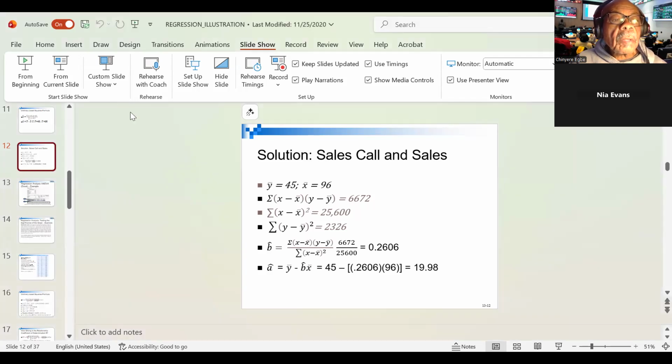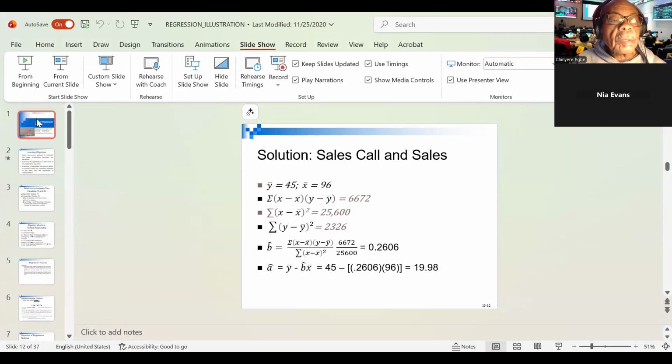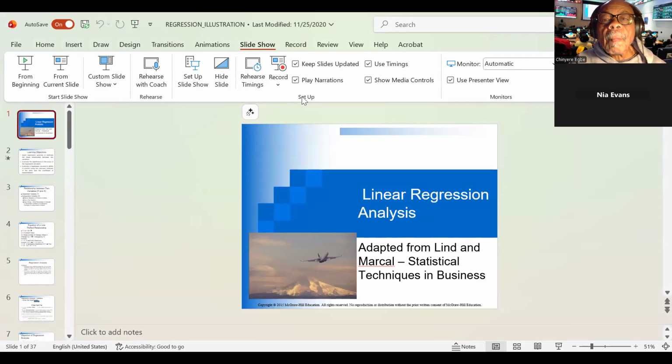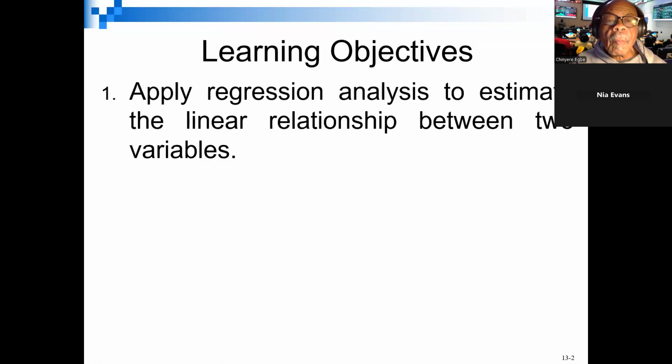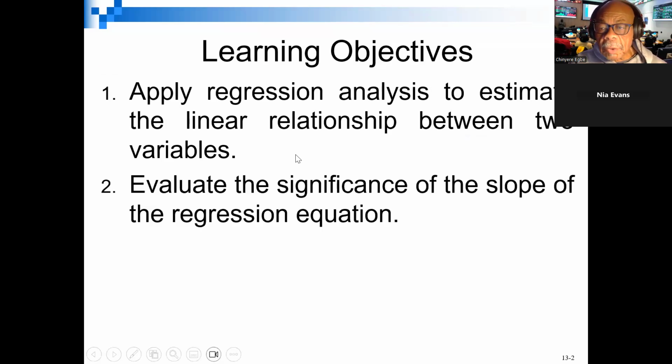What is regression analysis in statistics? What is regression analysis? So for this lecture, we're going to apply regression analysis to estimate linear relationships.